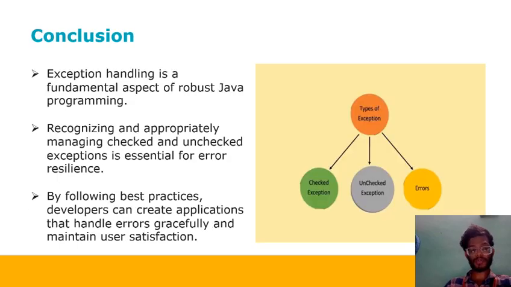Then conclusion. Exception handling is a fundamental aspect of robust Java programming. Recognizing and appropriately managing checked and unchecked exceptions is essential for error resilience. By following the best practices, developers can create applications that handle errors gracefully and maintain user satisfaction.